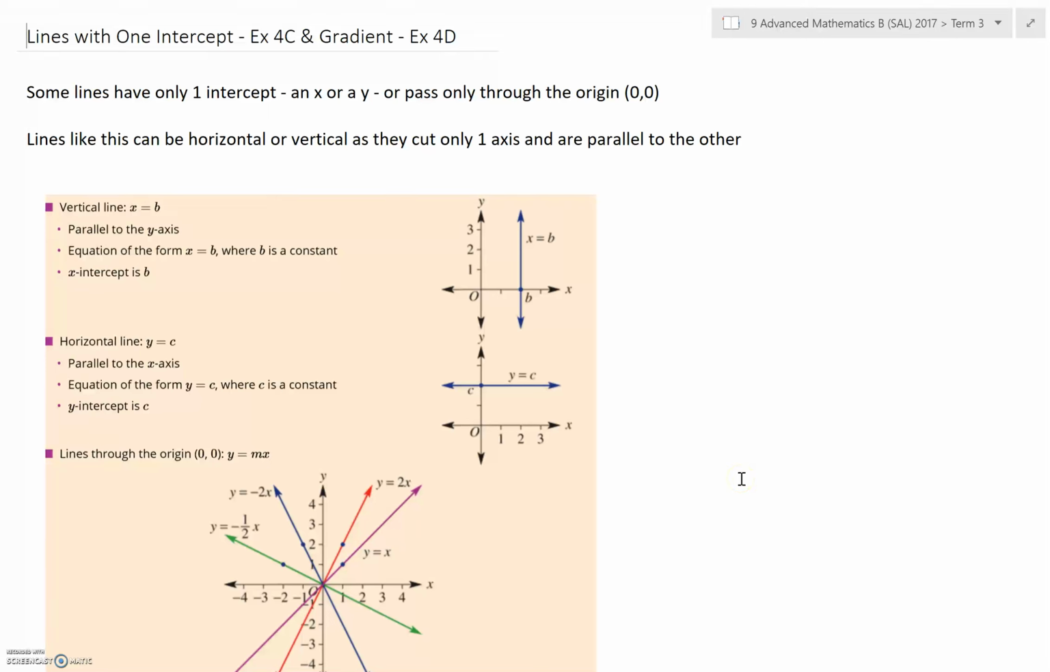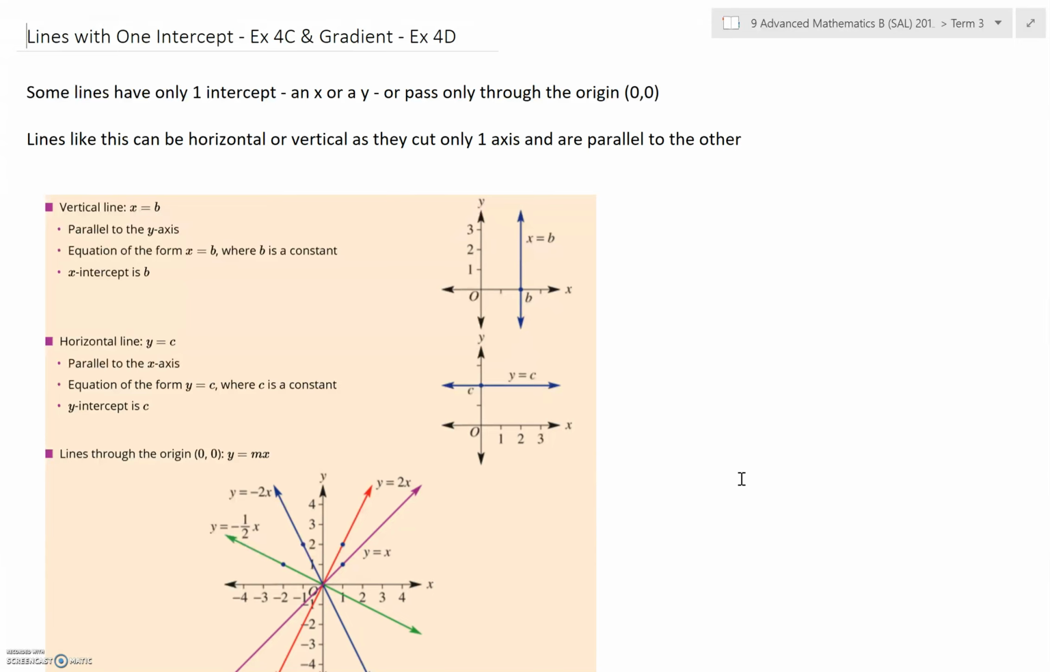Okay, welcome back. I've decided to do this lesson in two parts for the screencast. So we're dealing with two concepts, lines with one intercept only. Remember last lesson we looked at lines with an x and a y intercept. This time I'm going to look at lines with only one intercept and what the equations of those look like. And then I'll do a separate screencast for the gradient portion. So let's look at the first part now.